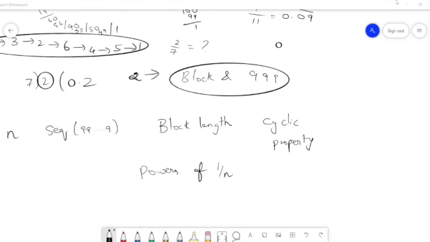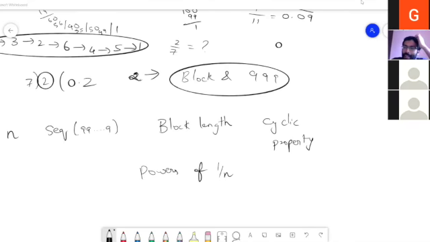Okay, I think next is 1 by 17. What is the value? What is the block length? It is very long. 5, 8, 8, 2, 3, 5, 2, 9, 4, 1, 1, 7, 6, 4, 7. That is 1, 2, 3, 4, 5, 6, 7, 8, 9, 10, 11, 12, 13, 14, 15, 16. If you take 0, okay, so 16, right? Okay, block length is 16.